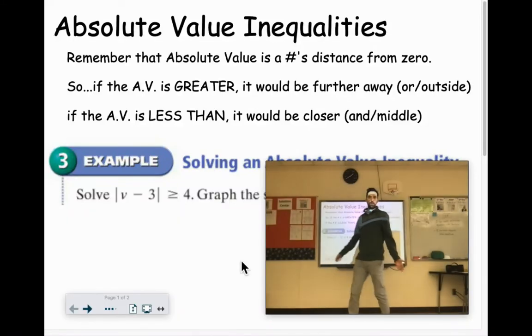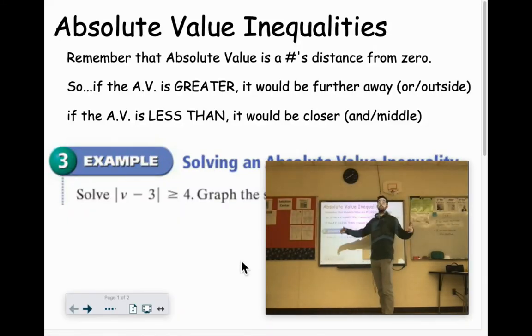Alright, today we're solving absolute value inequalities. Remember that absolute value is a number's distance from 0. So 5 is 5 away from 0, and negative 5 is 5 away from 0, right? So if you're keeping in mind distance from something, today we're bringing in absolute value with inequalities.